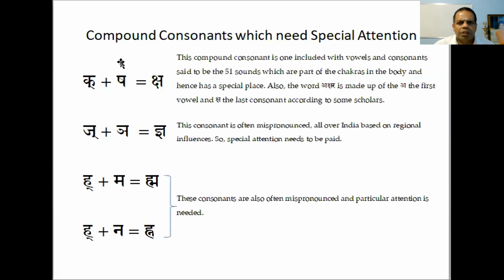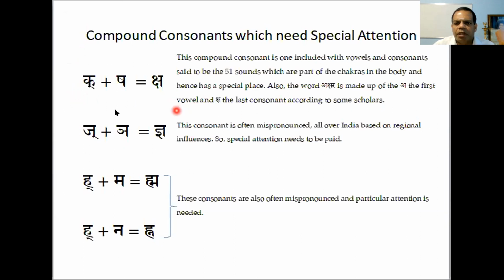I think I mentioned that there are some compound consonants which are important and you need to keep in mind. And there were some questions around that which came my way. So I thought I will address them as well.